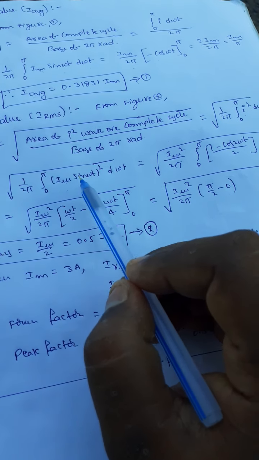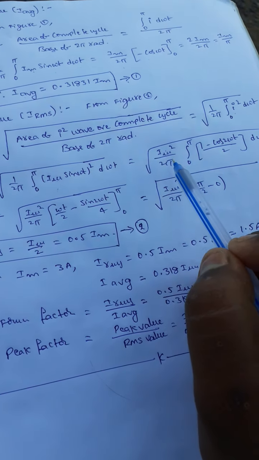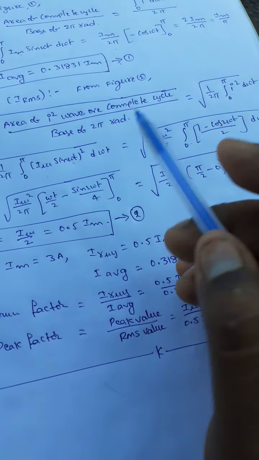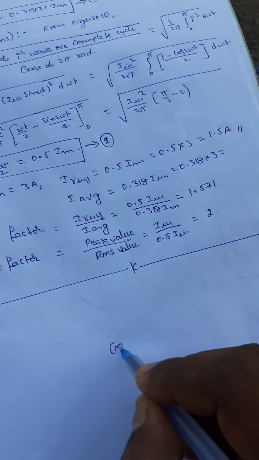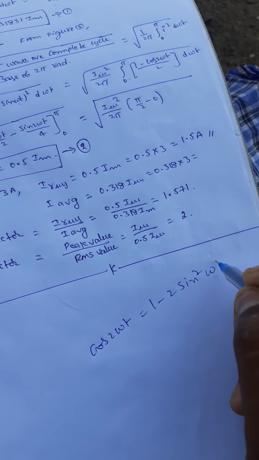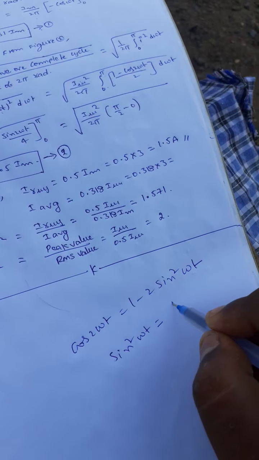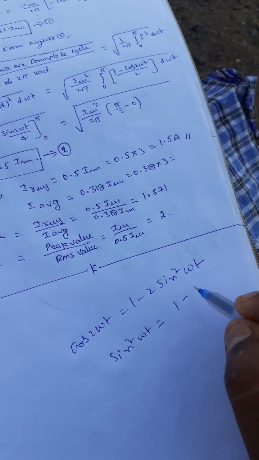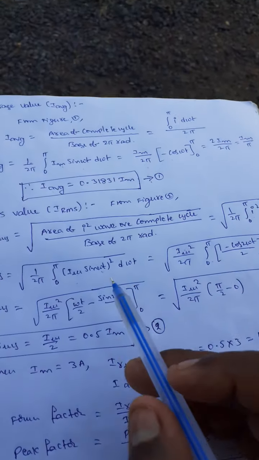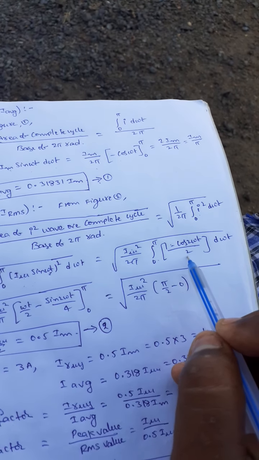Here I means Im sin omega t, squared, d omega t. Im square is a constant value. So Im square by 2 pi, integration between the limits 0 to pi of sin square omega t. We have a formula: cos 2 omega t is equal to 1 minus 2 sin square omega t. From this, sin square omega t is equal to 1 minus cos 2 omega t by 2. So in place of sin square omega t, I put 1 minus cos 2 omega t by 2, d omega t.